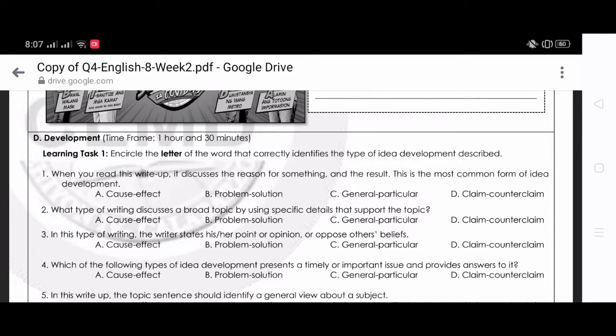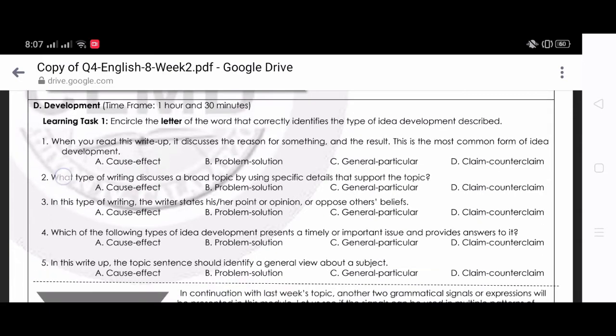Okay? Bakit? Kasi, ang sabi dito, this is the most common form of idea development. Okay? So, ibig sabihin, yun yung general. Yung form of idea development. And ang particular, itong when you read this write-up, it discusses the reason for something and the result. Okay? Ang tinutukoy actually dito ay yung cause and effect. But, hindi yun ang ating dapat isagot. Kasi, ang hinihingi dito sa number 1 ay ano yung type of idea development na tinutukoy.